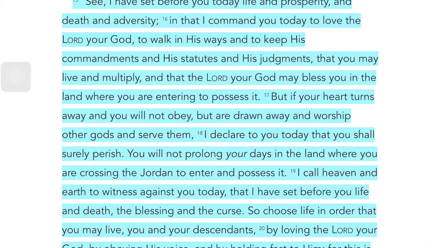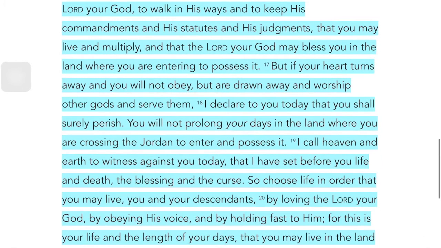See, verse 15, see, I have set before you today life and prosperity, and death and adversity. In that I command you today to love the Lord your God, to walk in His ways, and to keep His commandments, His statutes, His judgments, that you may live and multiply, and that the Lord your God may bless you in the land where you are entering to possess it.